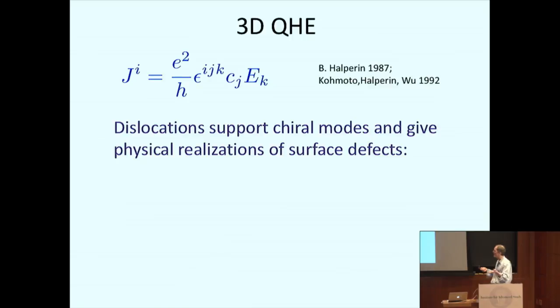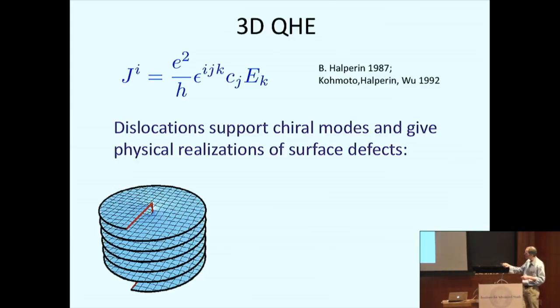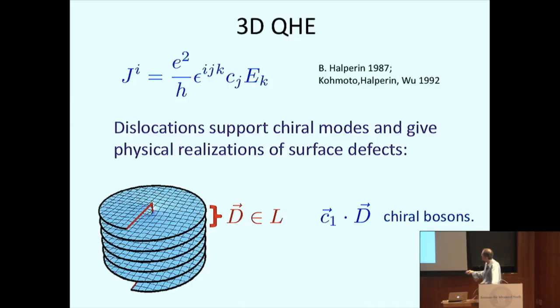For example, it shows you that dislocations support chiral modes and give physical realizations of surface defects. For example, here is what's called a screw defect. And to an observer far away from this axis here, it looks like you're in an ordinary crystal. Because as the planes go around this axis, the helical shift is by a vector d in the lattice called a Burgers vector. Okay, now by standard anomaly inflow type arguments, that means that there are C1.d chiral bosons on this surface defect.